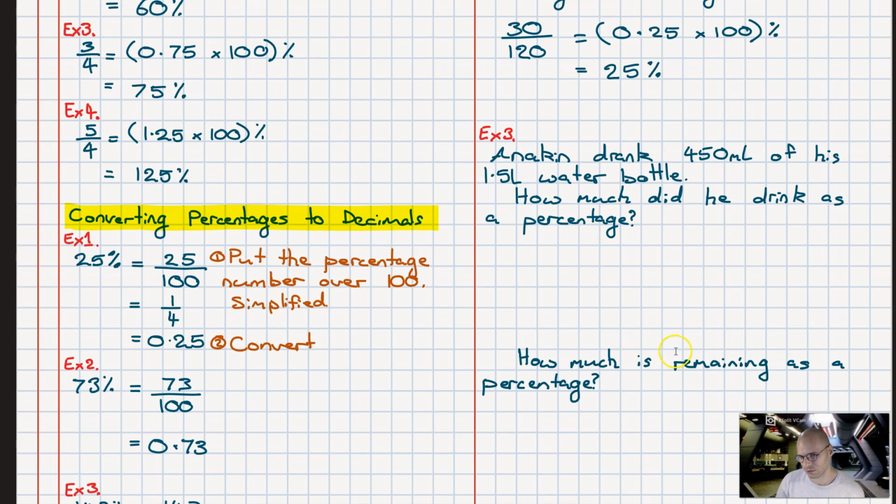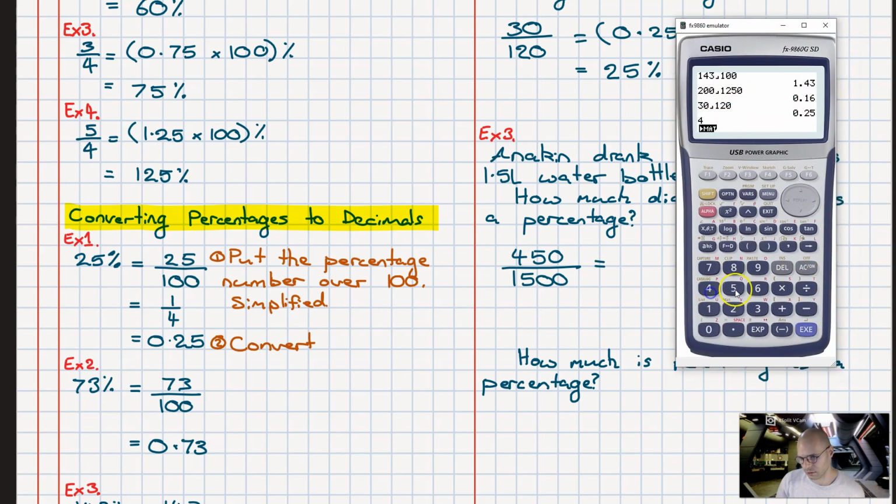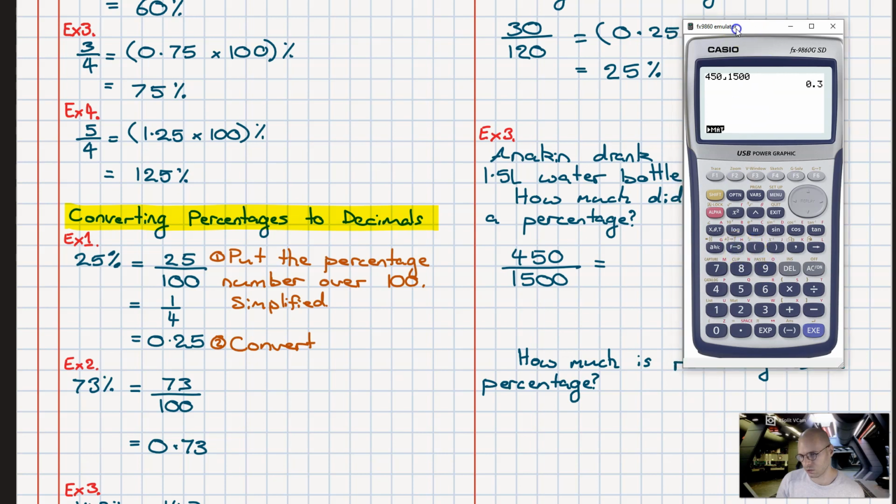Now, example 3, we're looking at some worded stuff. Anakin drank 450 milliliters of his 1.5 liter water bottle. How much did he drink as a percentage? So what we need to do is we get our 450 and we put it over our 1.5 liters, which is the same as writing 1,500. Putting that through the calculator, we get 3/10, or... messed it up.